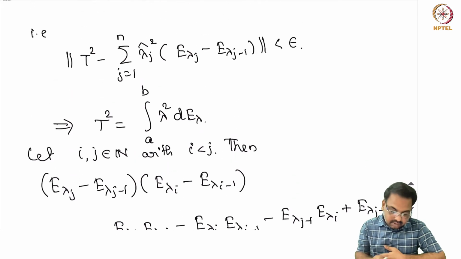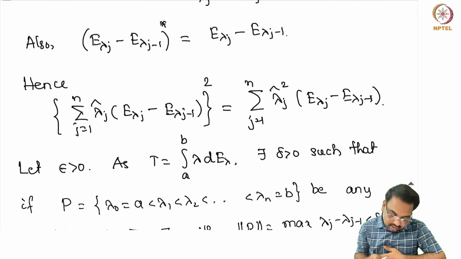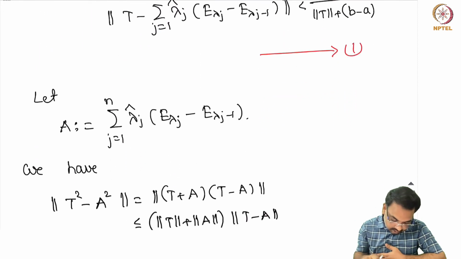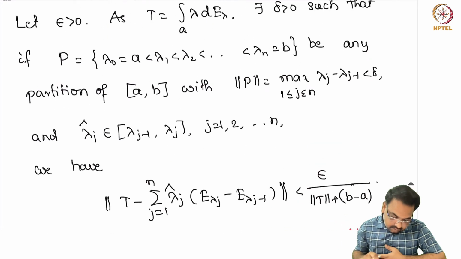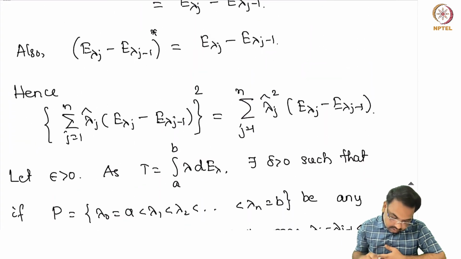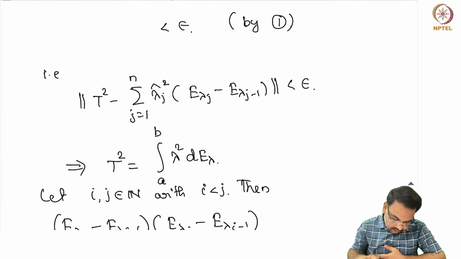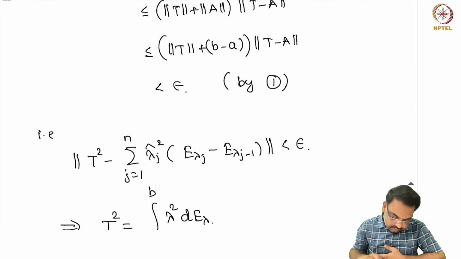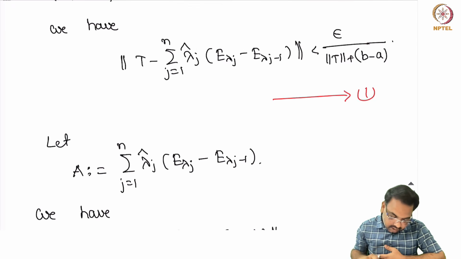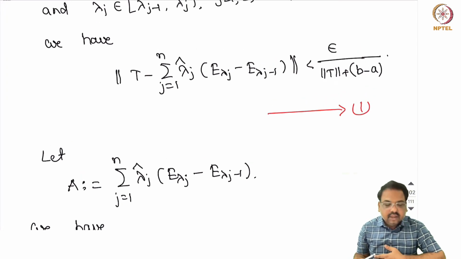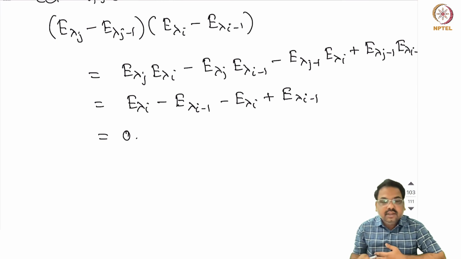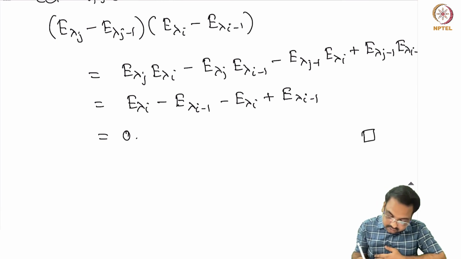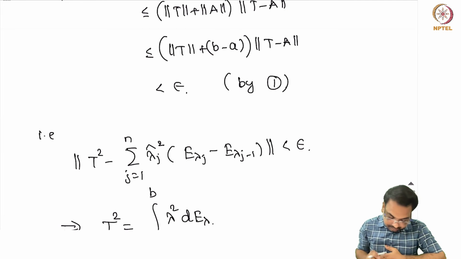That means the mixed term cancels here and homogeneous terms remain, and they are actually orthogonal projections. So now from this we can say that a square is exactly the summation j equal to 1 to n of lambda j hat square into E lambda j minus E lambda j minus 1. So from this, the remaining proof is as it is. So this completes the proof of the representation of T square.